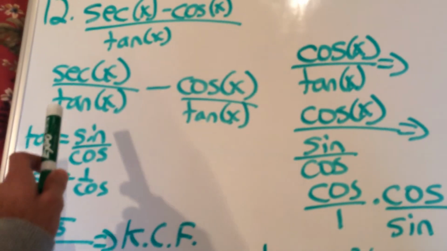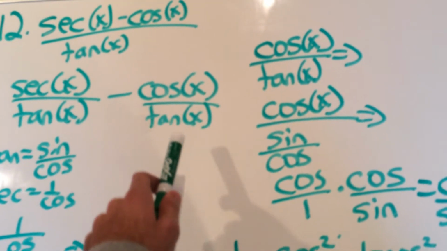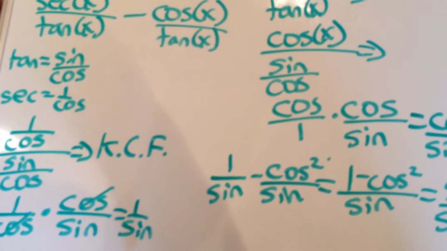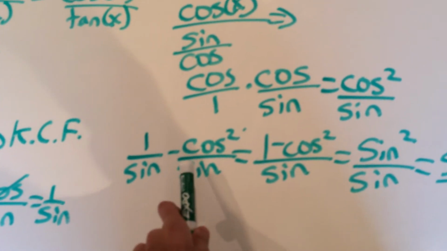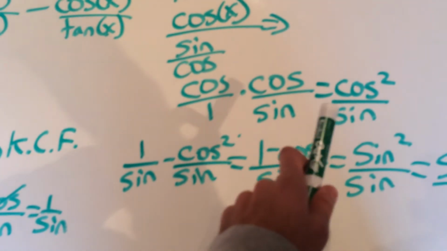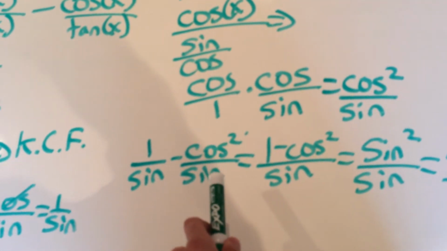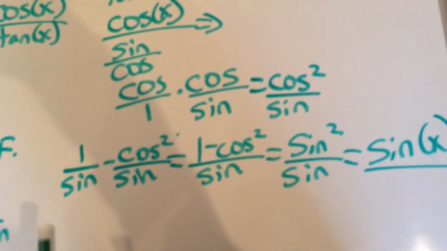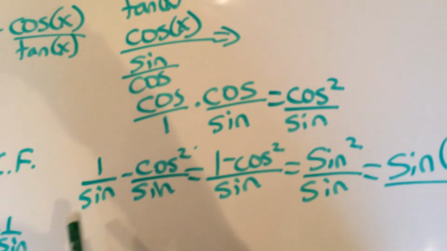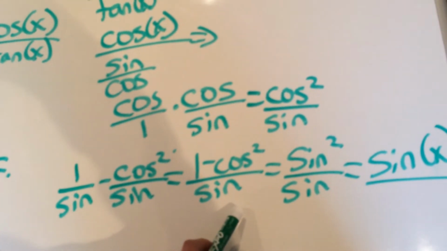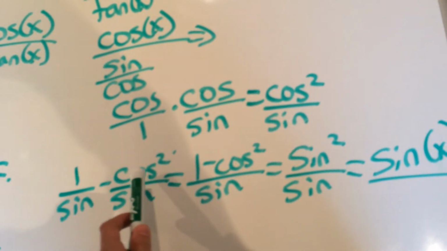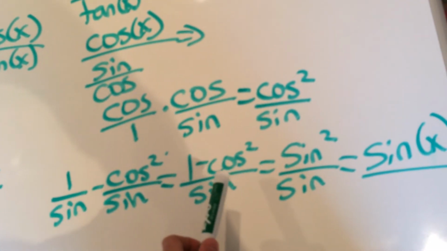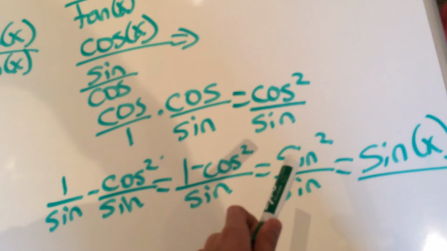But remember, I had fraction minus fraction. So I'm going to come over here and say the first fraction, we got 1 over sine, so that's here, minus the second fraction, which as we saw here, is cosine squared over sine. This has a common denominator. I'm subtracting fractions, so I just take care of the numerators, keep the denominator the same. So the denominator is sine, and the numerator is 1 minus cosine squared. 1 minus cosine squared, using Pythagorean identity 1, is sine squared.